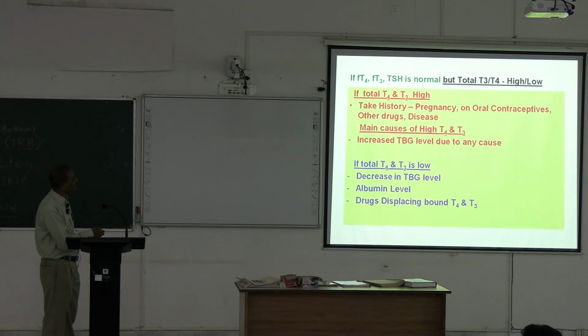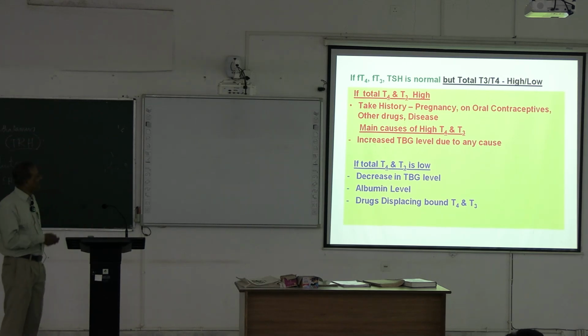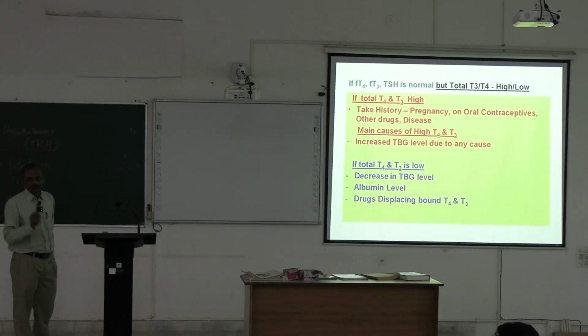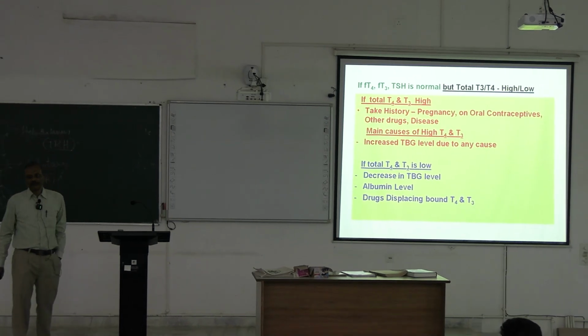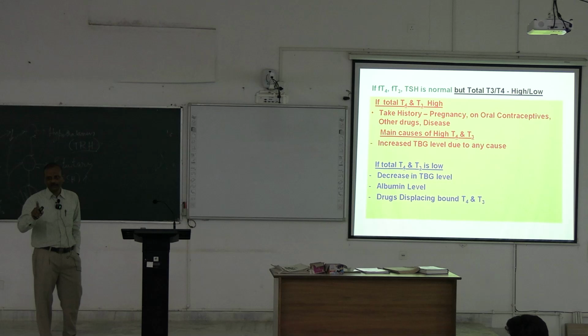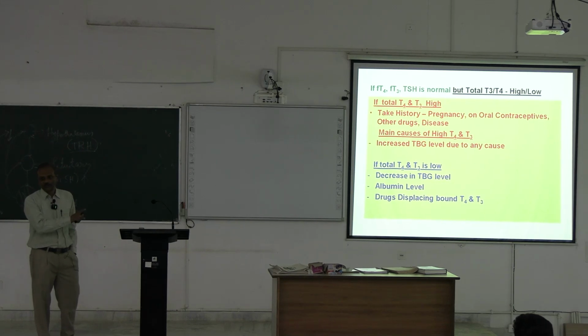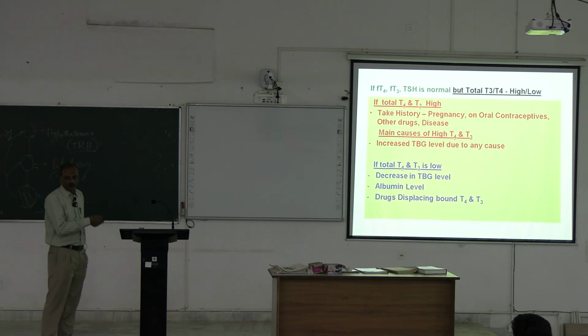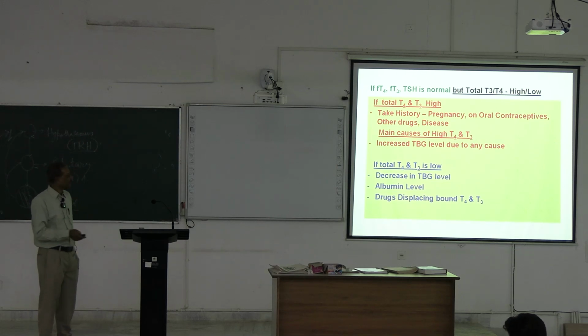If FT3, FT4 and TSH are normal, while total T3 and T4 are high, take history, usually a pregnant lady, because the TBG level is high, or she is not a pregnant lady but a married lady, inquire about oral contraceptive. That has increased TBG. Similarly, if the total T3, T4 is low, check the albumin level. There are many drugs which also displace T3, T4 from their binding sites.